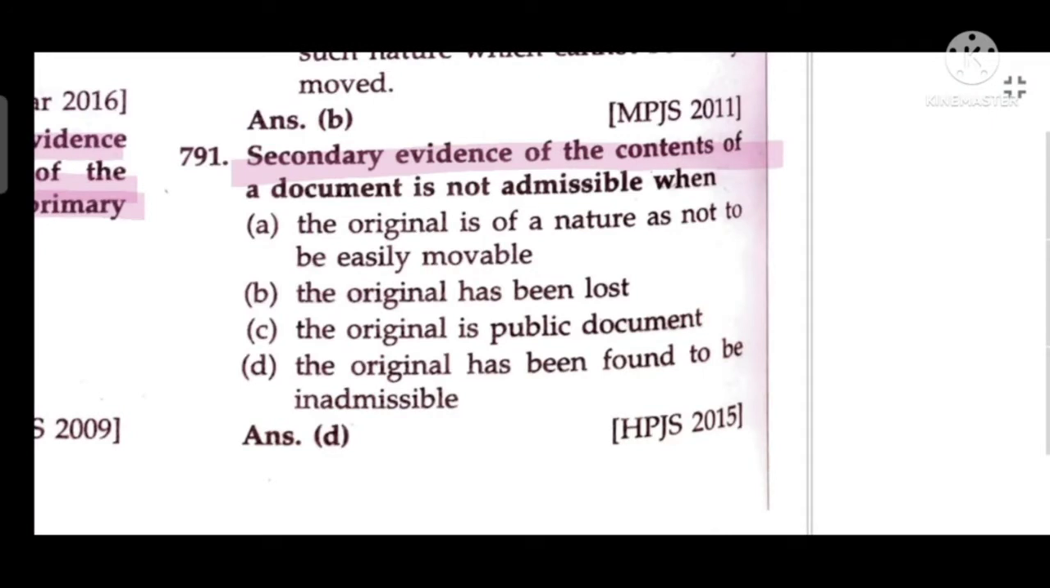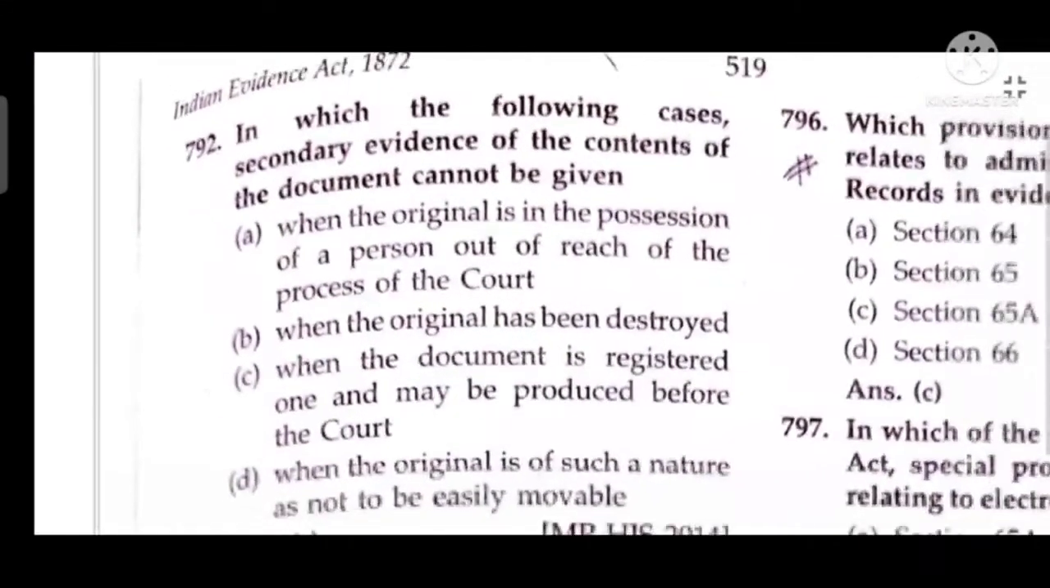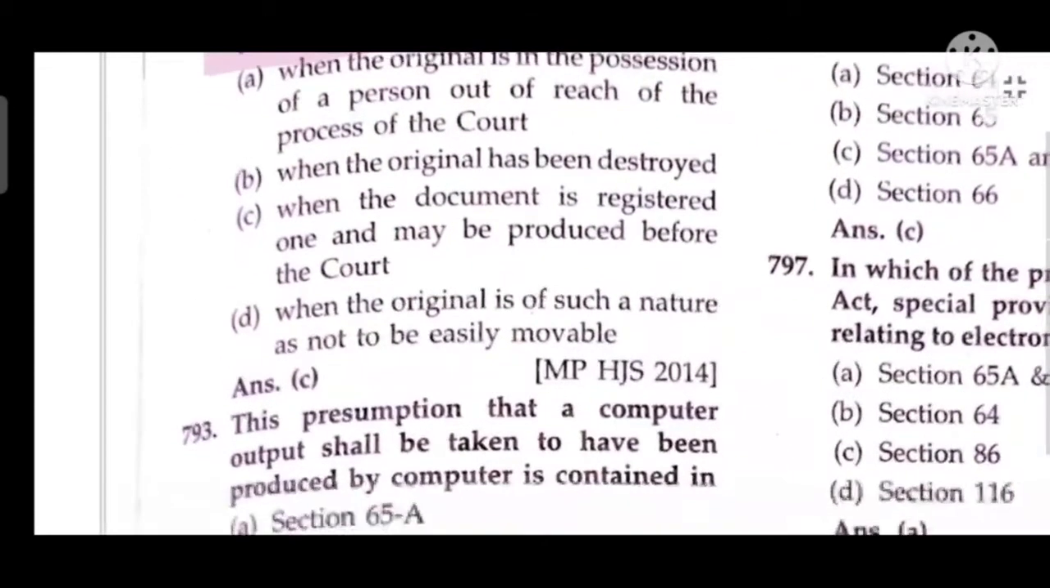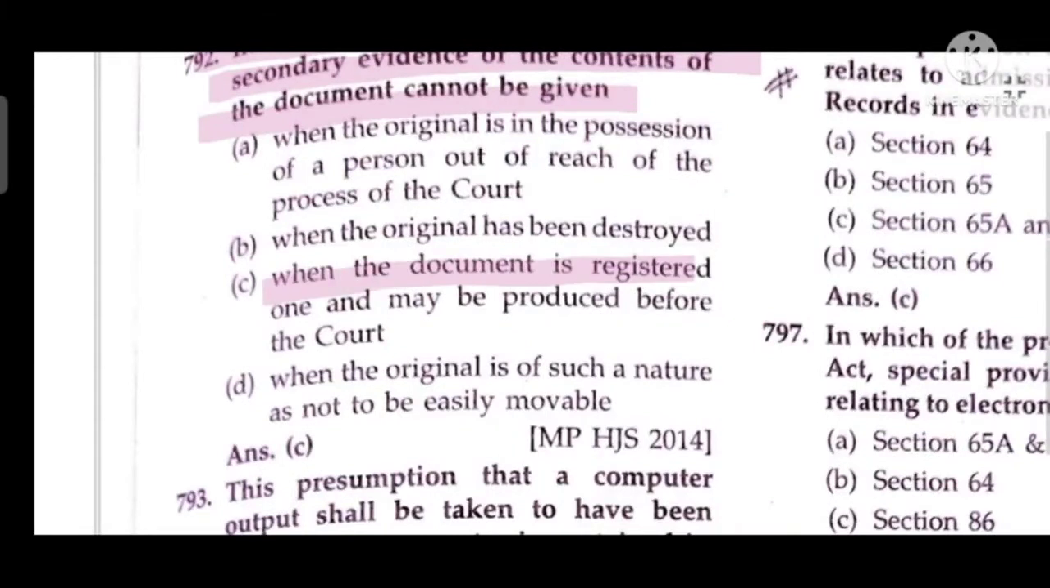Secondary evidence as to the content of the document is not admissible when the original has been found to be inadmissible. In which one of the following cases can secondary evidence as to the content of a document not be given when the document is a registered one and may be produced before the court?